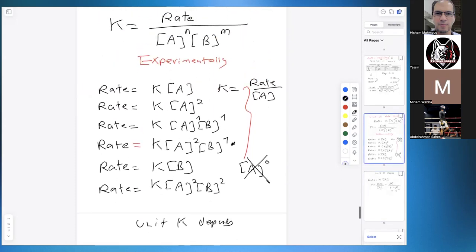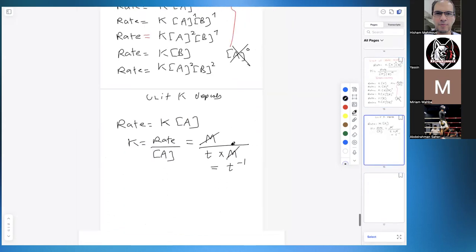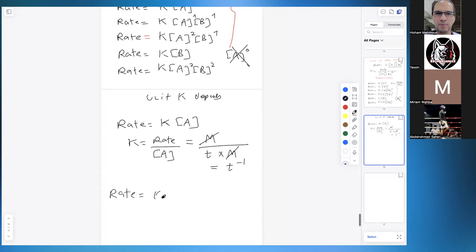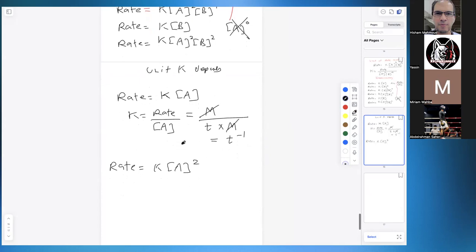Can I say it is the same thing if I said rate is equal to K A squared? Is it the same thing or will it be different? It will be different, because K here is equal to rate over A squared. What is the unit of the rate of the reaction? Rate of the reaction is concentration over time. It's molar over time.